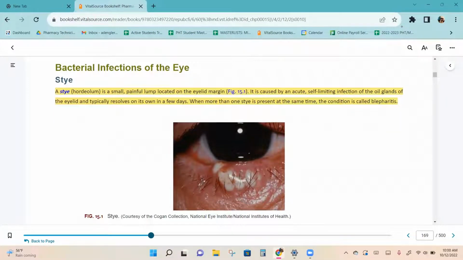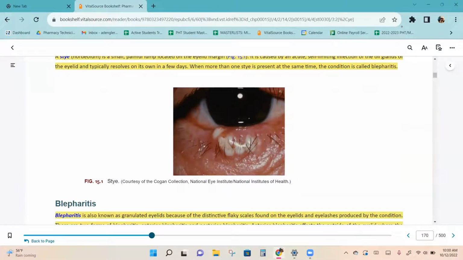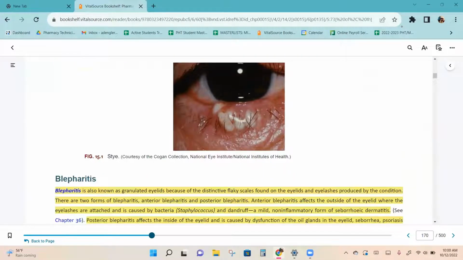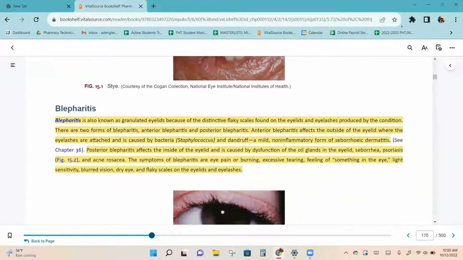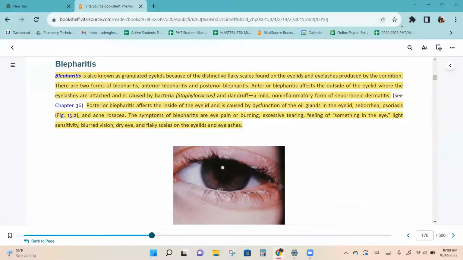A sty is a small painful lump located on the eyelid margin. So you can see in this photo here, figure 15.1, that white piece on the eyelid is a sty. It is caused by an acute self-limiting affection of the oil glands in the eyelid and typically resolves on its own in a few days. When more than one sty is present at the same time, the condition is called blepharitis. Blepharitis is also known as granulated eyelids because of the distinctive flaky scales that are found on the eyelids and eyelashes that are produced by this condition.